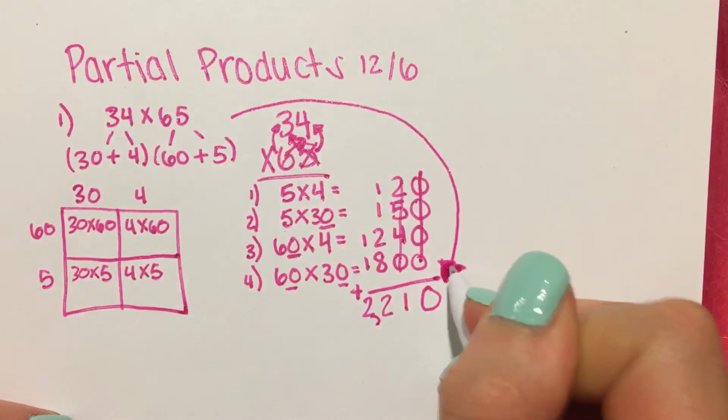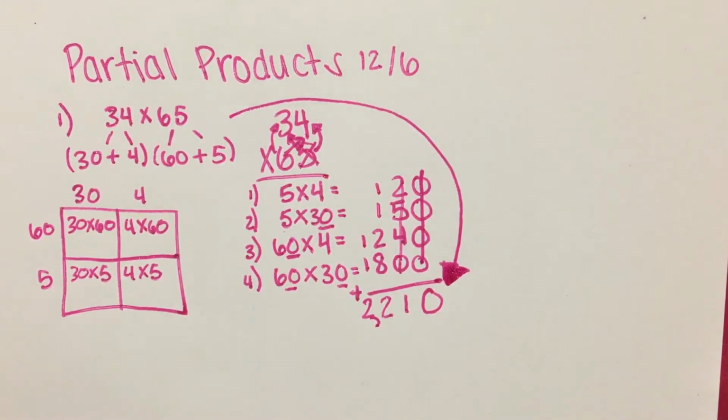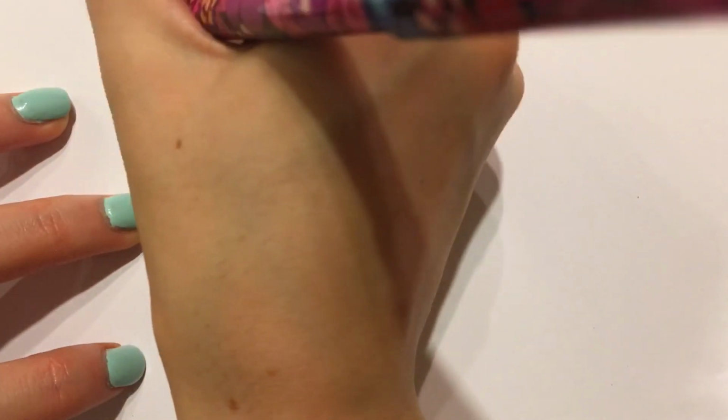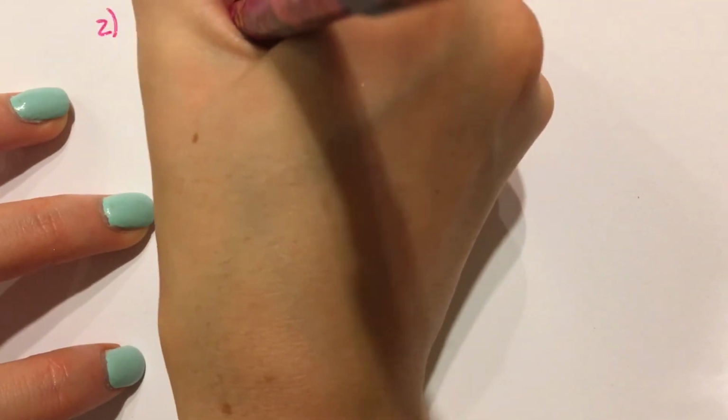Okay, let's go ahead and move on to the next one. The next one we're gonna do together. So the first one I did on my own. Next one we're gonna try one together. So go ahead and number this 2 inside your notebooks. For number 2, I'm going to be working on 42 times 11.